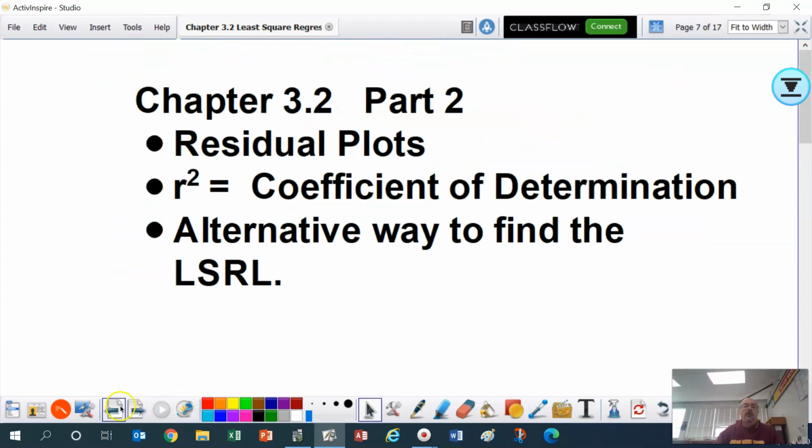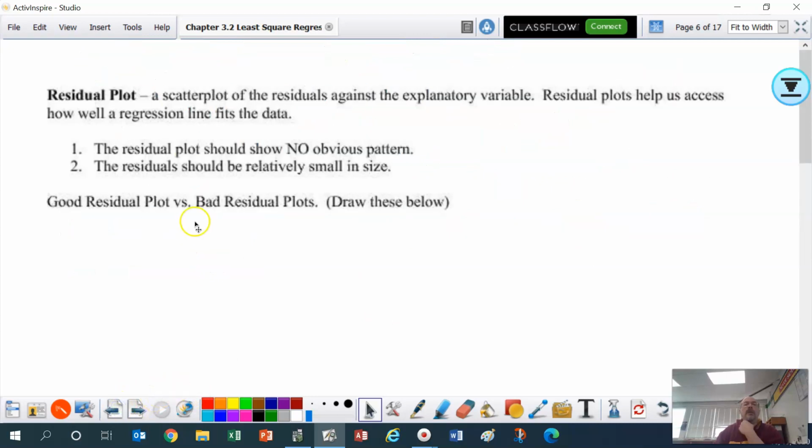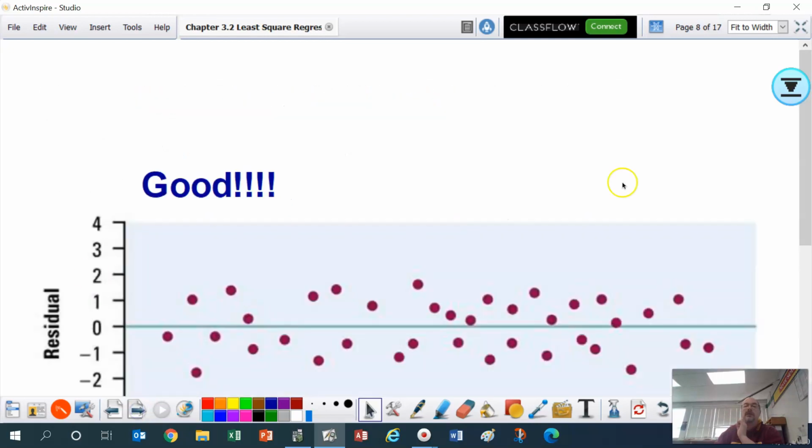All right, so what we're going to do is look at some good and bad residual plots, and take a moment and draw these down. Okay, good residual plot versus bad residual plot. So again, you may need to pause, maybe rewind if I'm going too fast. All right, so let's go ahead and take a look.